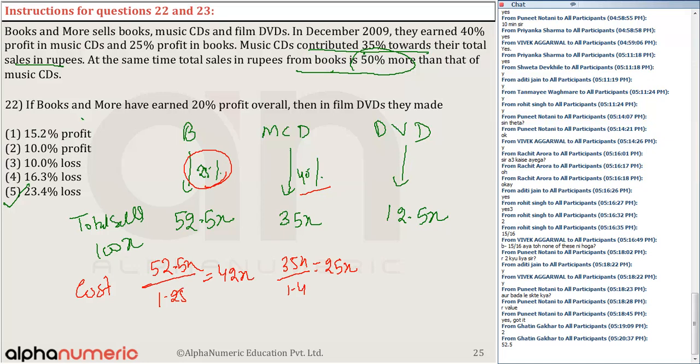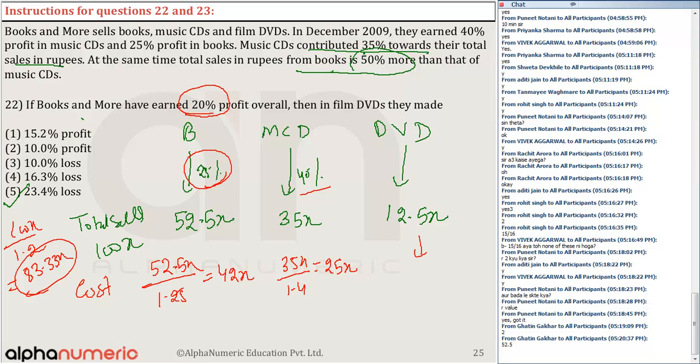Now I also know that the total profit is 20%. This is given in the question. The overall profit is 20%. So what is the overall cost? Overall cost will be 100x upon 1.2. That comes out to be 83.33x. So the overall cost is 83.33x.